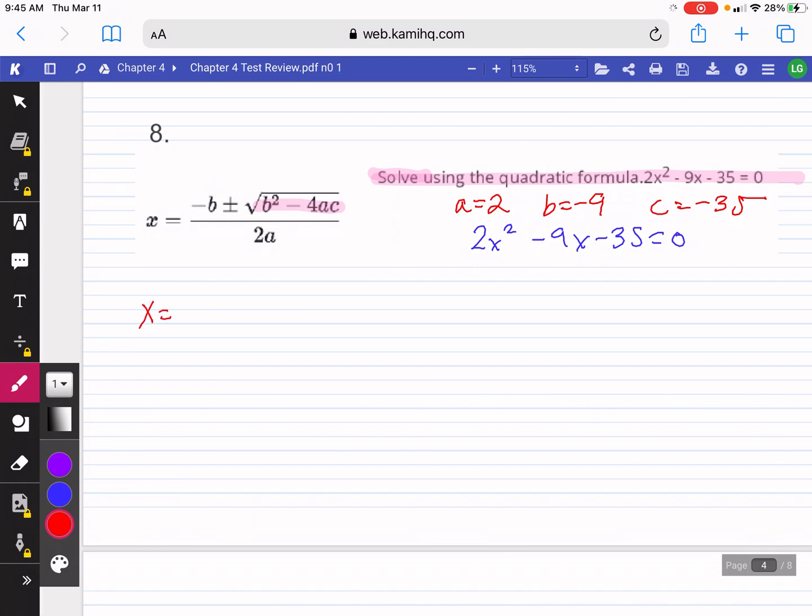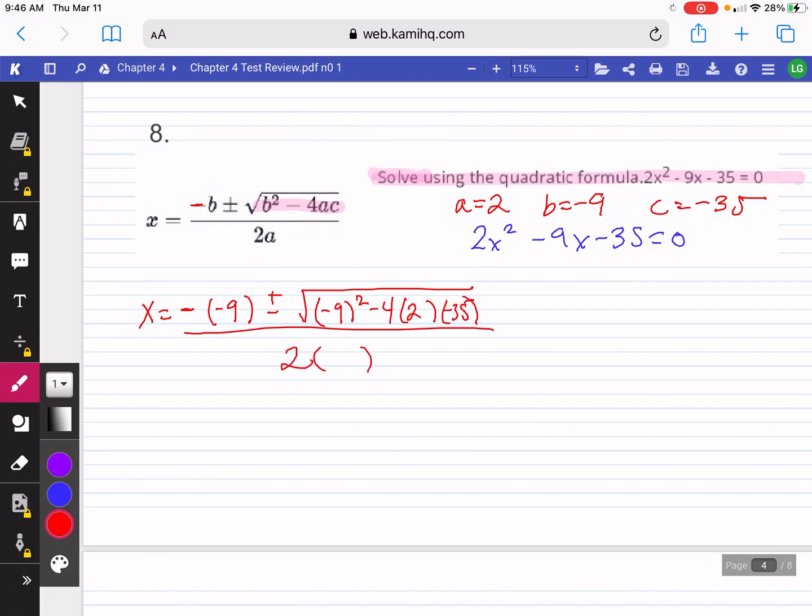So I have x equals, I have to draw that negative, then I'll plug in b. Everywhere I plug in for a letter, I'm going to put parentheses, and I'm going to put my numbers in there. So for b squared, I'm going to put a -9 in parentheses. For a and c, I'm going to put 2 and -35. On my denominator, I have an a, so there I put my 2.